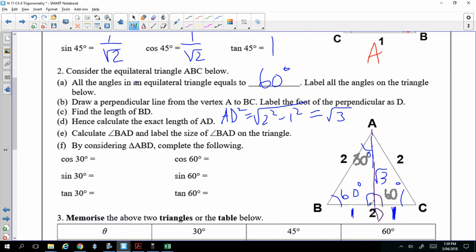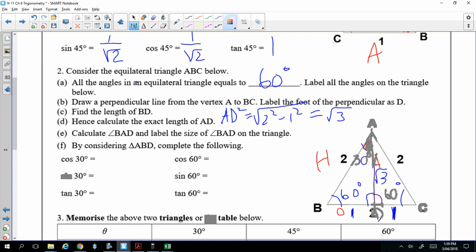And once we have all the sides and angles, we'll now be able to calculate the value of cos 30, sin 30, and tan 30, and also the cos 60, etc. So let's do that. Let's start with the cos 30. So we'll have to label the angle here. So that's the hypotenuse, adjacent, opposite, right? To work out cos 30, you do adjacent over hypotenuse, which is root 3 over 2.